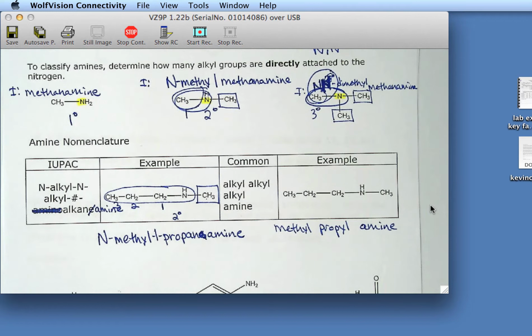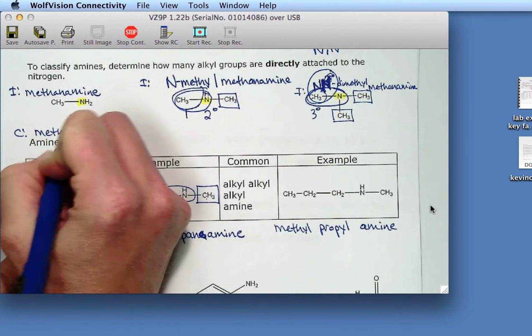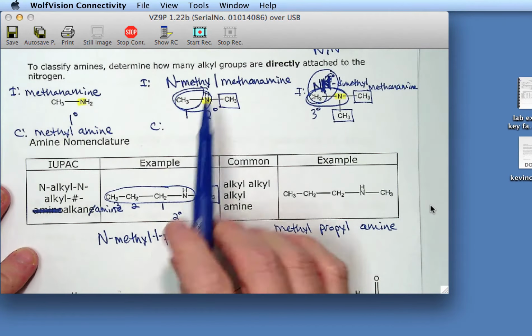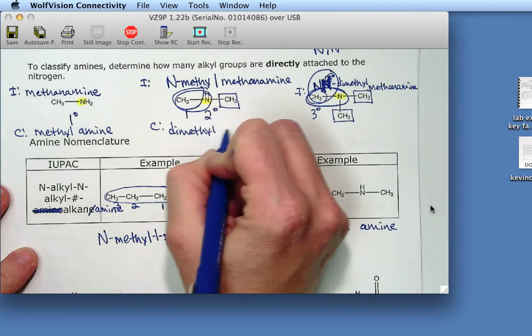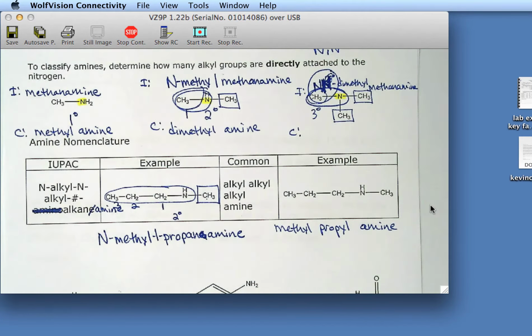You said that you can write it either way. Right, I could give you a common name and ask you to draw that, so be familiar with what the common names are. So this first structure up here would just be methylamine. The second one would be dimethylamine. And the third one would be trimethylamine.